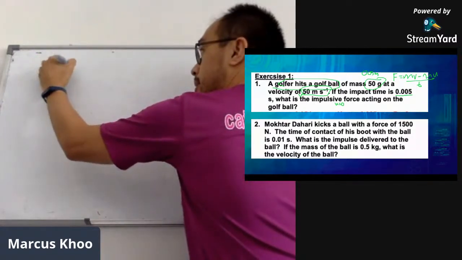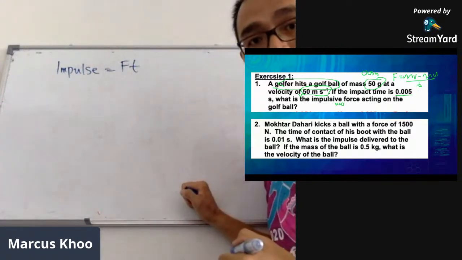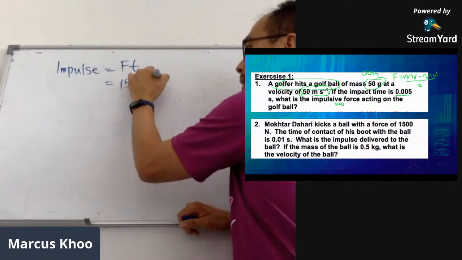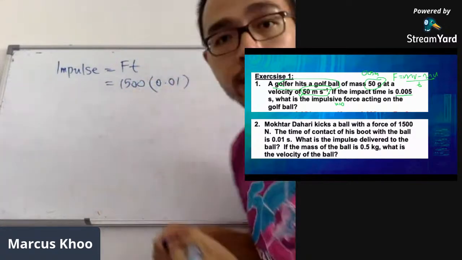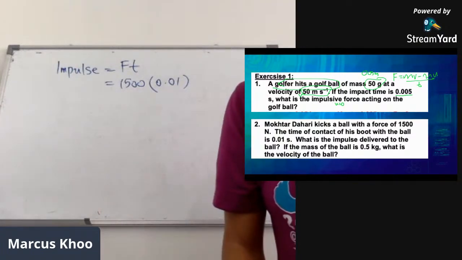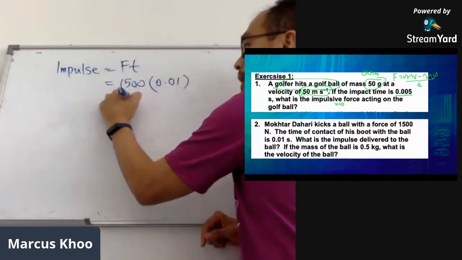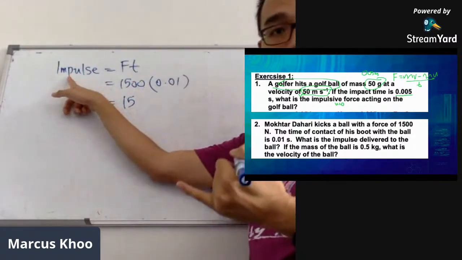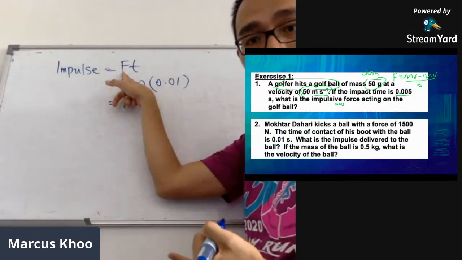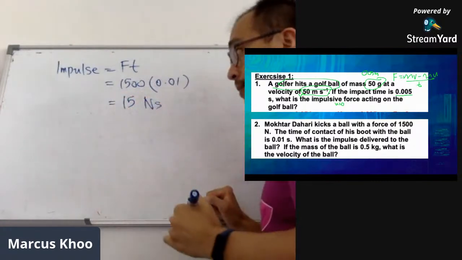Okay, the impulse is force times time. Okay, the force is 1,500, and then the time is 0.01. Okay, so 1500 times 0.01 will give you 15. Okay, the unit for impulse, let's think about this. Unit for impulse is force times time. What's the unit for force? Newton. Newton times second. So Newton second.